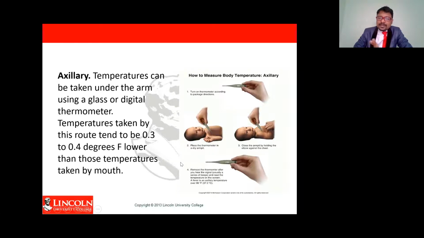But whenever we apply thermometers, we have to take some precautionary measures before giving the thermometer. We have to sanitize and clean the thermometer. Then we can put it into the mouth, axilla or rectum. Otherwise, it may transmit infections and spread to others also.